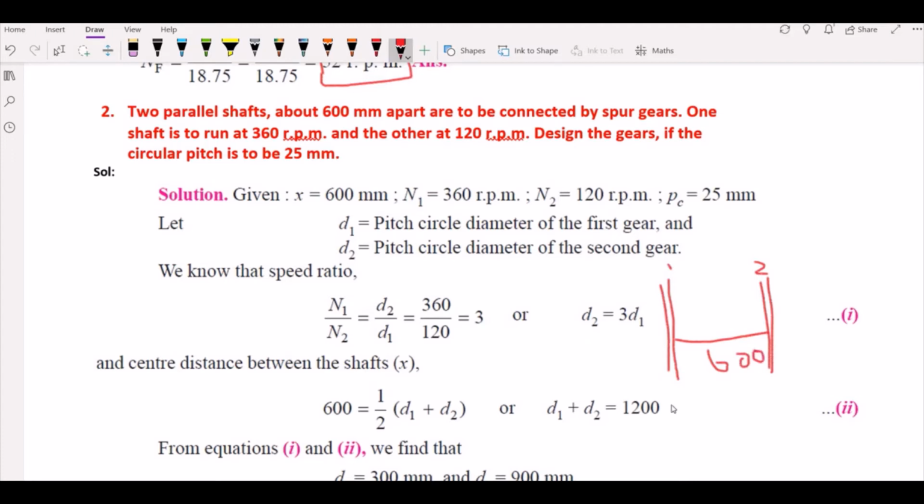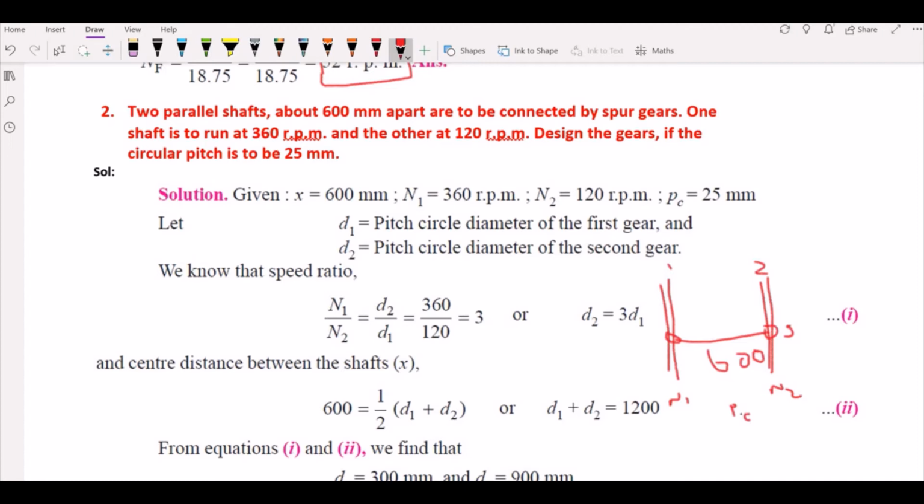First, the speed of one is given, N1 speed is about 360, and N2 speed is given which is about 120 rpm. So here on these shafts, there is a gear. What is this gear? Spur gear. There is a spur gear to this. For this one, the circular pitch is 25, and for this there is a circular pitch PC, then we need to design the gears.